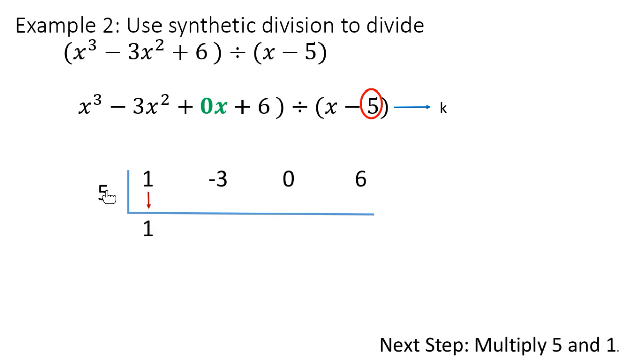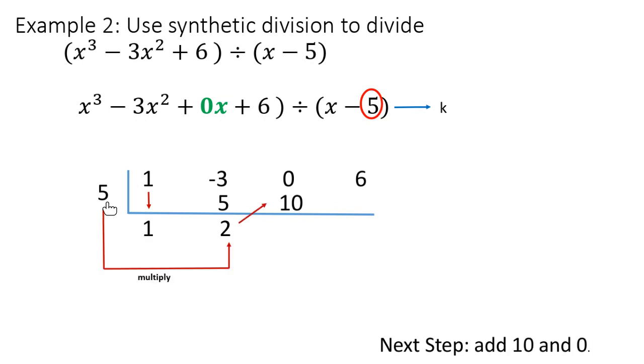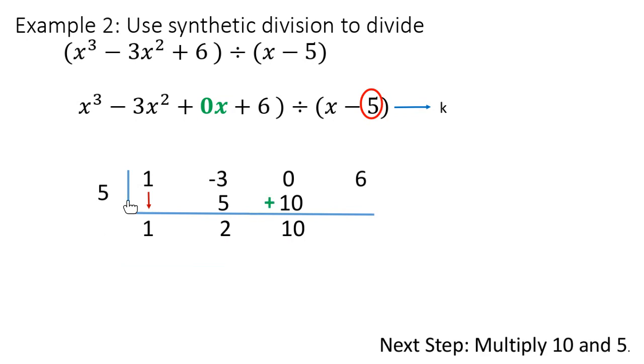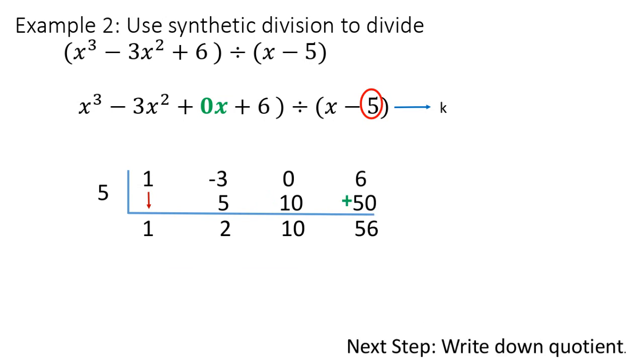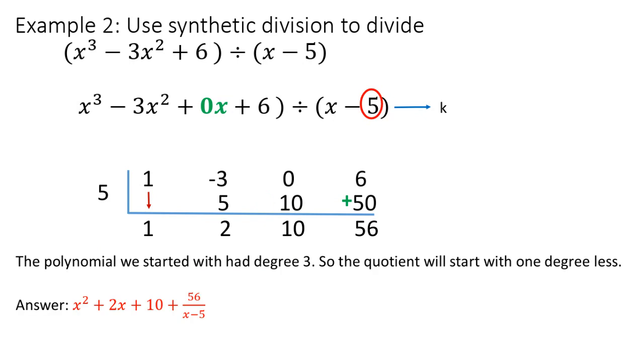So we bring down the 1. 5 times 1 is 5, plus a negative 3 is 2. And then we multiply again. 5 times 2 is 10, plus 0 is 10. 10 times 5 is 50, plus 6 is 56. So 56 is our remainder. And so our quotient, we will start with the 1. Our degree was a 3, so that means this should be x squared. So that's my x squared. And then I have a 2x and a 10, plus my remainder of 56 divided by x minus 5. And then that would be our answer.